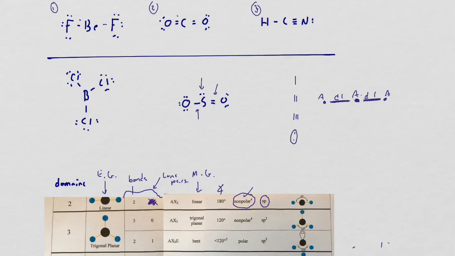And bond polarity means the electrons are being shared unequally. And if you remember, it has to do with electronegativity. So fluorine is more electronegative than beryllium. Matter of fact, just to make sure we're clear, fluorine is the most electronegative element, oxygen is the next most electronegative element, and nitrogen is the third most electronegative element, right?